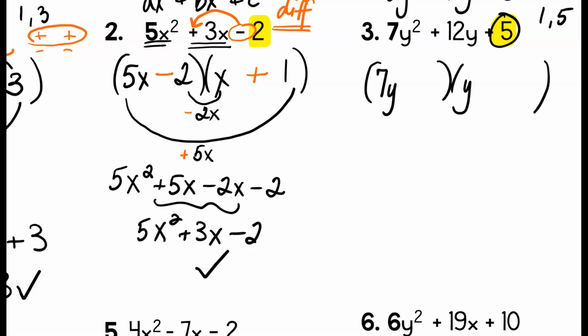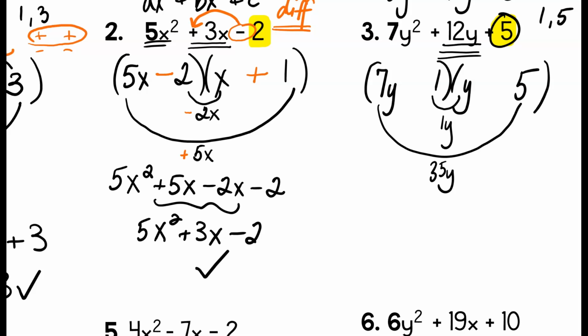When the numbers are prime, it really decreases the number of trials because there's not many other options to try. So let's try putting the 5 here and the 1 there. Our inners would give me 1y and our outers would give me 35y. If I add the 2, I get 36. If I subtract the 2, I get 34. Neither one is what I need, which means let me try switching the 1 and the 5. I'll put the 5 here and the 1 there. Now 5 times y is 5y, and 7y times 1 is 7y. And now I think, oh my goodness, 5y and 7y will give me 12y if I add them.